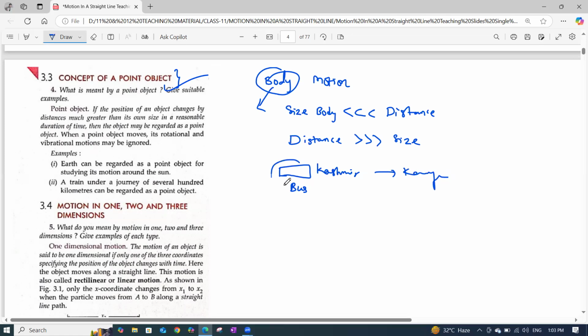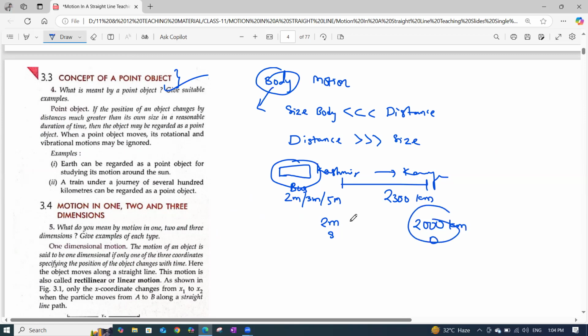What will be the length of this bus? Maybe 2 meter or 3 meter, maybe a 5 meter long bus will be traveling from Kashmir to Kanyakumari. What is the distance from Kashmir to Kanyakumari? Something around 2300 kilometer. So 2 meter is the size of the bus, 2300 kilometer is the distance traveled. So when compared to distance, the size of the body is very, very minute. Now this bus can be considered as a point object. Like that, you need to understand that concept.